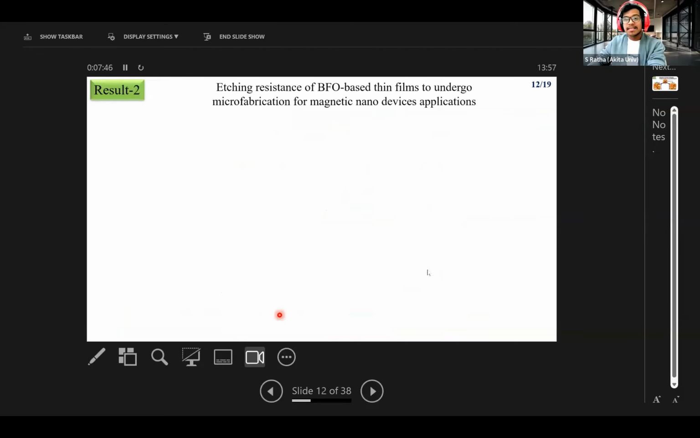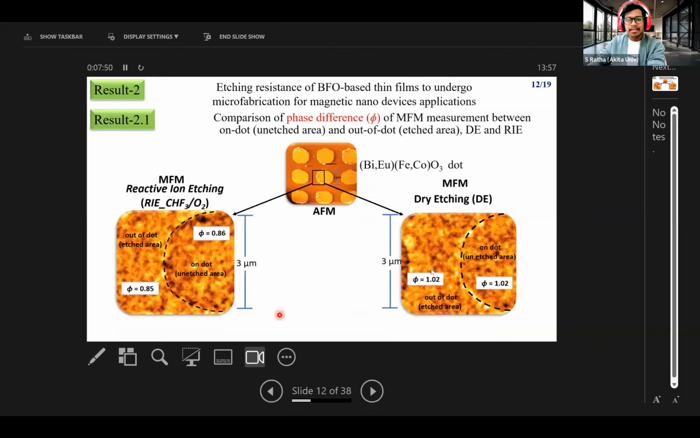In the second part, I will be showing the best way of etching that will give very little magnetic damage. To study that, we fabricated micro dots of 3 micrometers on our thin films. These dots are covered with resist, so when I expose these thin films to etching, the dot area is covered from etching, that is no etching, and the area outside the dot is etched. That means I now have to see the magnetic property changes between on the dot and out of the dot. If the property changes greatly, I can say that is giving magnetic damage.